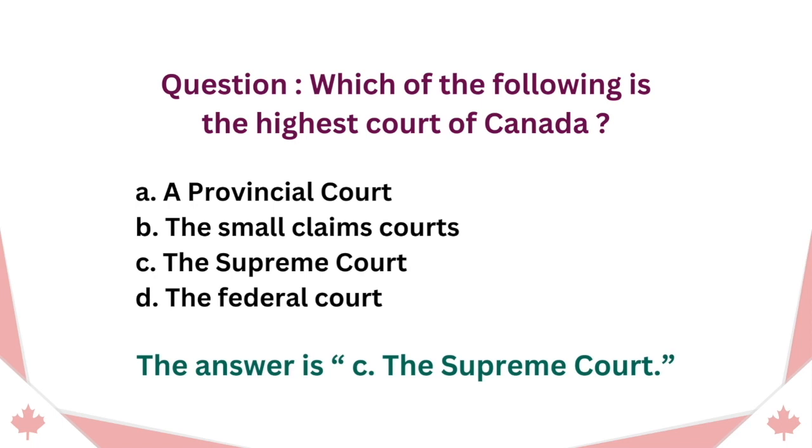Question. Which of the following is the highest court of Canada? A, a provincial court. B, the small claims courts. C, the Supreme Court. D, the federal court. The answer is C, the Supreme Court.